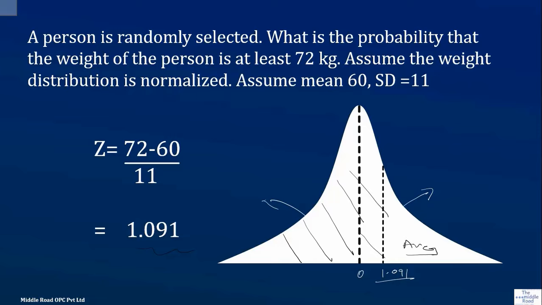For 72 kg, the corresponding Z value is 1.09. I'll get that percentage value, or the probability value, and subtract it from 1, because the area under the whole curve, which is the standard normal, is 1. If I'm getting the area out here, 1 minus this area will give me the area of the curve out here. So this is the area which I want.